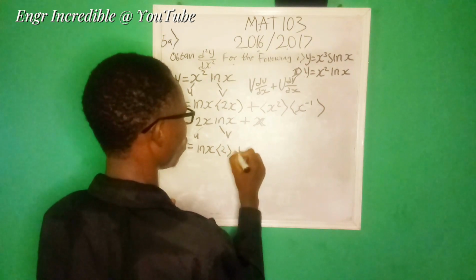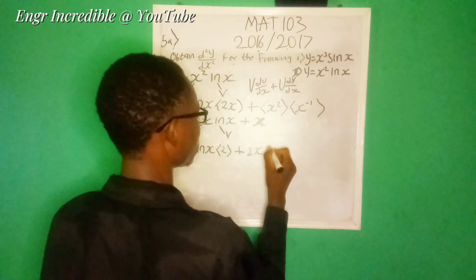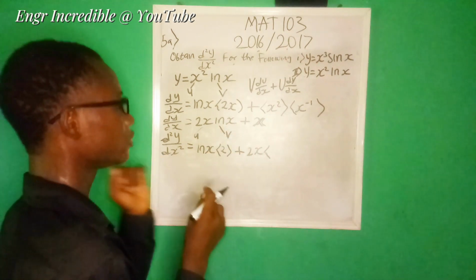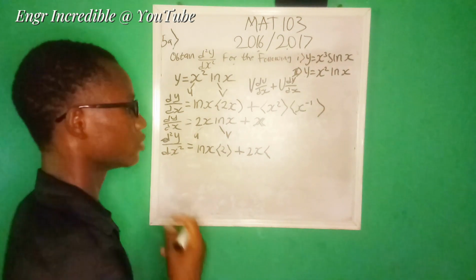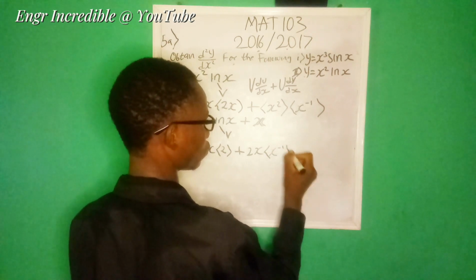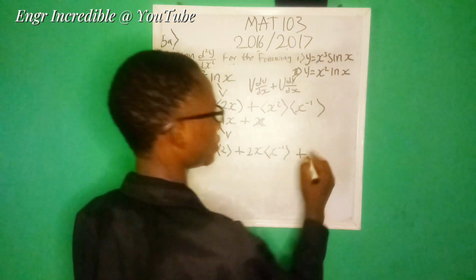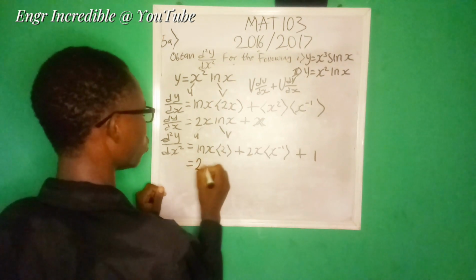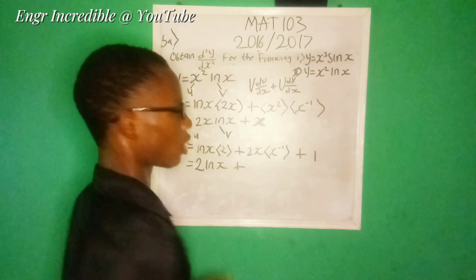Then plus our u times dv dx. Our u is equal to 2x times our v, which is ln x. And I mentioned earlier that when you differentiate ln x, it's going to give us 1 over x, which can also be written as x raised to the power minus 1. Then plus, when we differentiate our x here, we are going to get a straight 1. So when we simplify this, it is equal to 2 ln x plus 2x times x raised to the power minus 1.